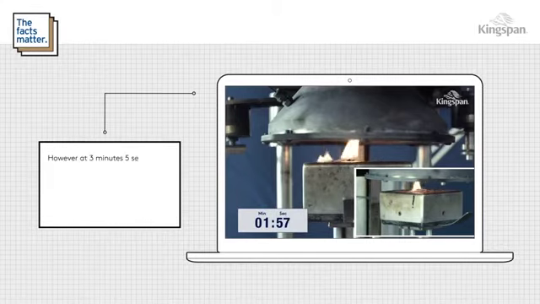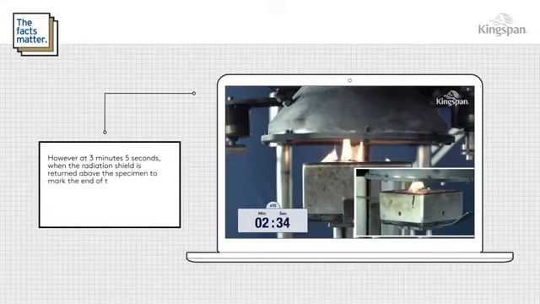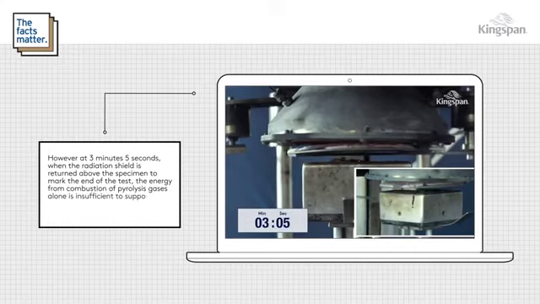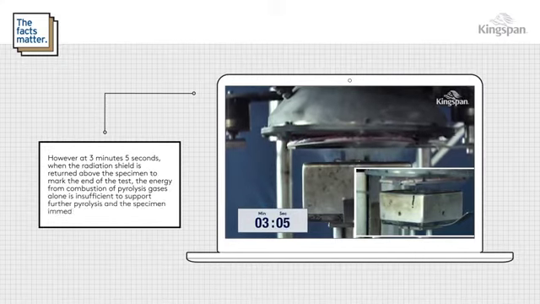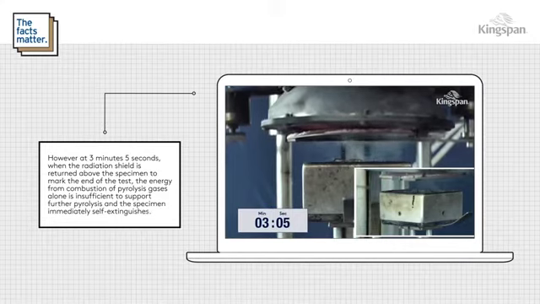However, at 3 minutes 5 seconds, when the radiation shield is returned above the specimen to mark the end of the test, the energy from combustion of pyrolysis gases alone is insufficient to support further pyrolysis, and the specimen immediately self-extinguishes.